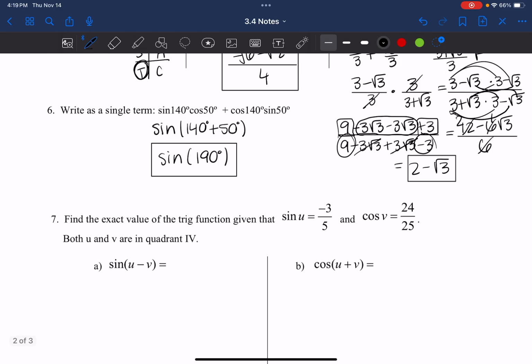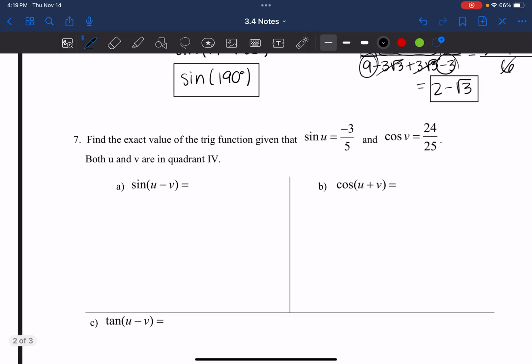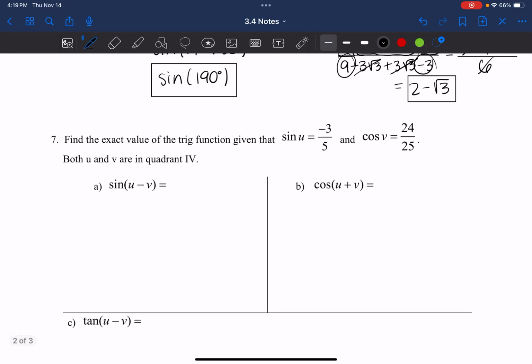For number 7, it says find the exact value of the trig function where sine of u is equal to negative 3/5 and cosine of v is 24/25. Okay, so what I need to remember is that since both of these are in quadrant 4, I know my signs in quadrant 4. So I'm going to draw a triangle that represents this one. This is for u.